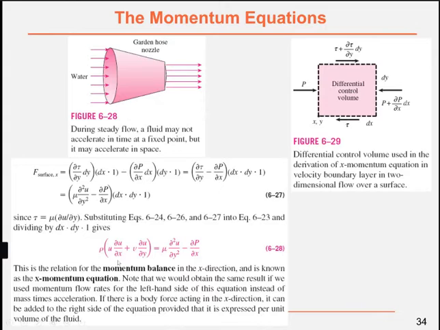And finally, you get a simple equation like this. Rho is density, U is the x direction velocity, V is the y direction velocity, mu is the viscosity, P is pressure, and x and y are the coordinates. This is the relation for the momentum balance in the x direction, and is known as the x momentum equation. So finally you get a simple form for momentum balance.